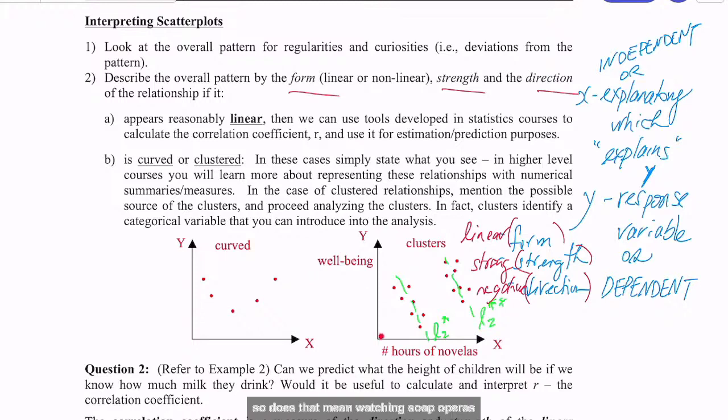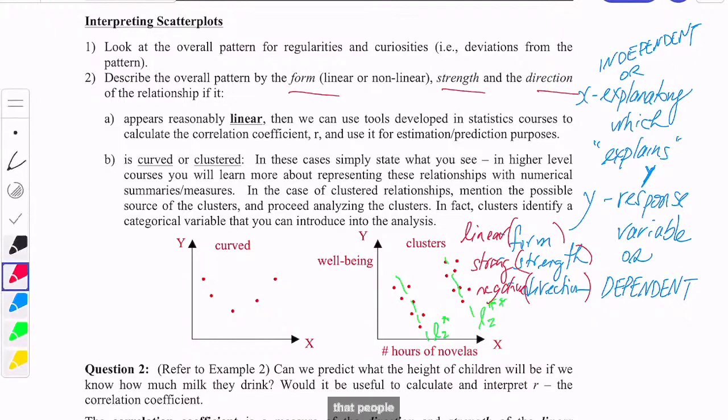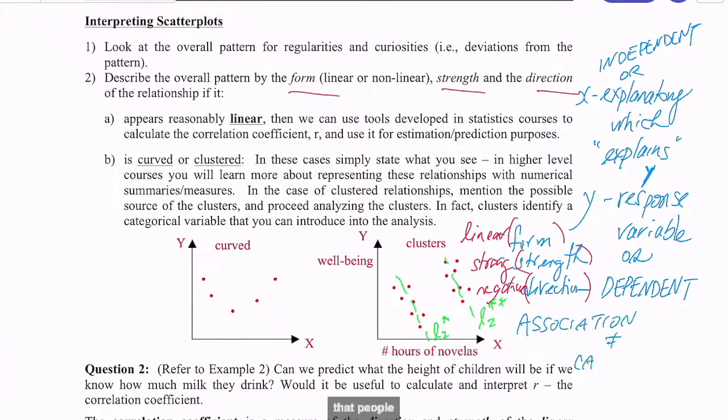So does that mean watching soap operas makes someone unhappy? Could, but not necessarily, right? There's no proof of that. I'd have to do an experiment to prove that causal relationship. But what I see is an association that people that watch a lot of soap operas are less happy.